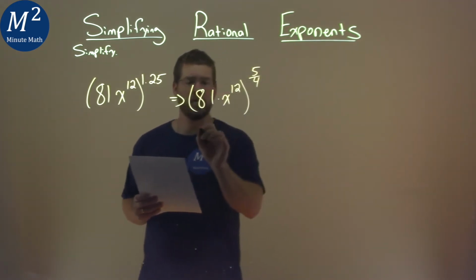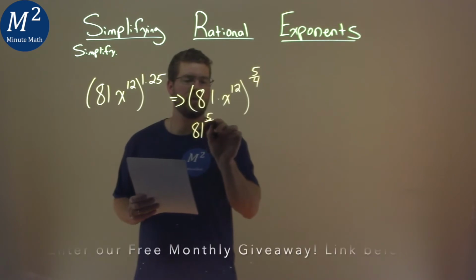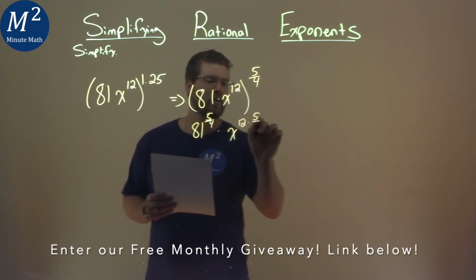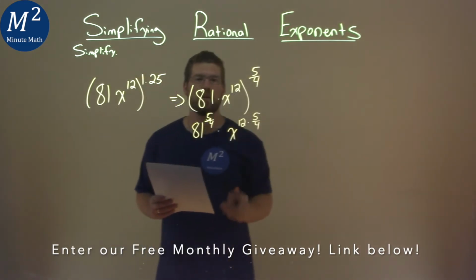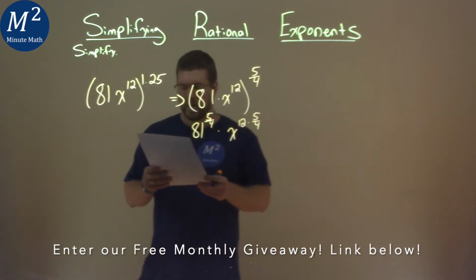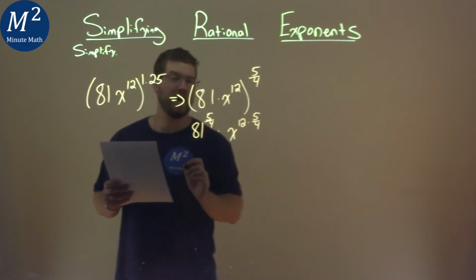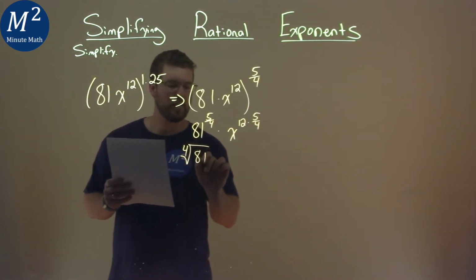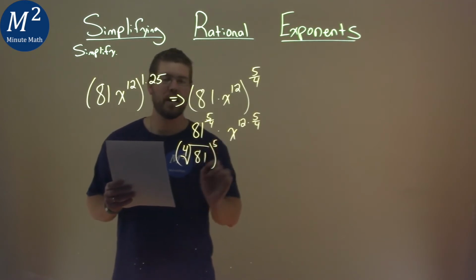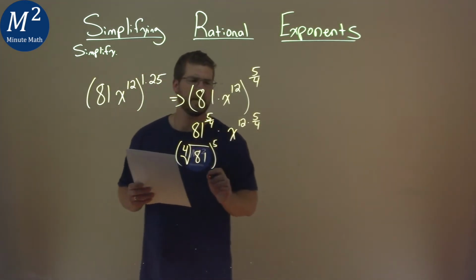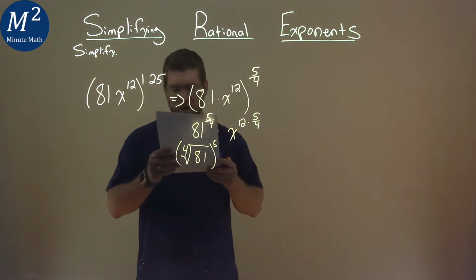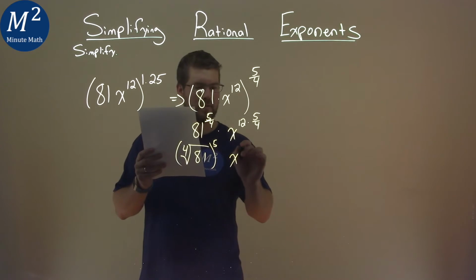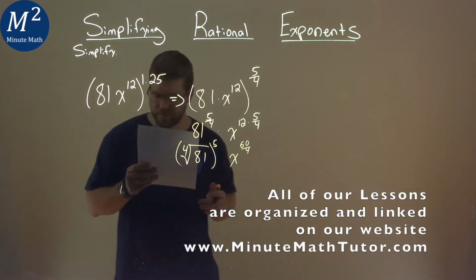So to do that, we have 81 now to the 5/4 power times x to the 12 times the 5/4 power. Remember, we multiply the exponents here. Simplify a little bit here. 81 to the 5/4 power is the same thing as the 4th root of 81 all to the 5th power, if you remember your rules. Well, 12 times 5, we're multiplying this out here, so 12 times 5 is 60, so we have x to the 60th power over 4.